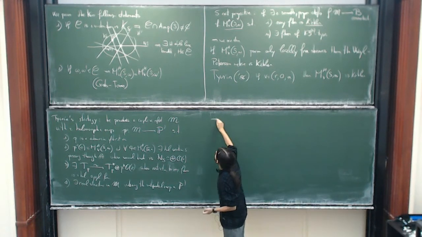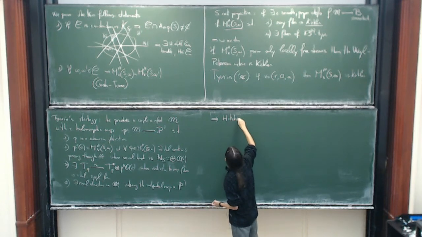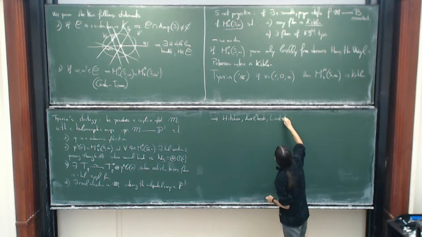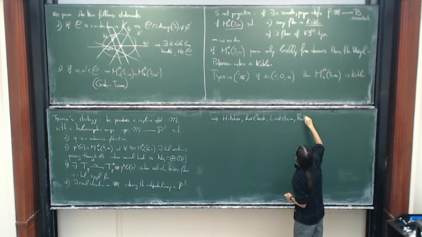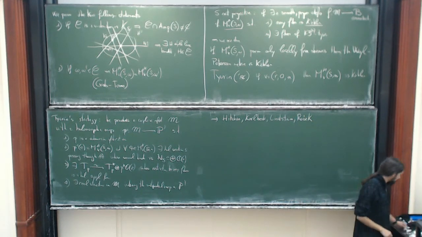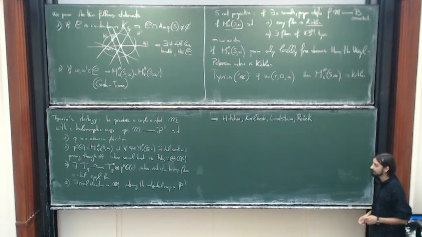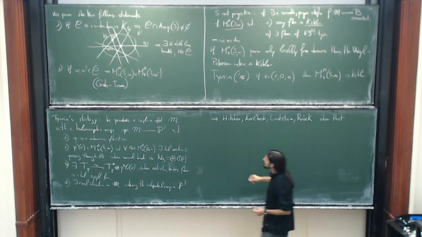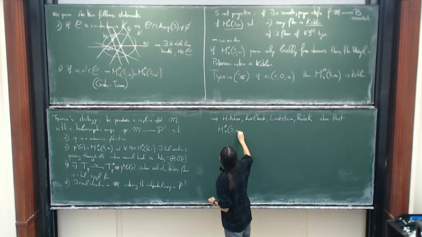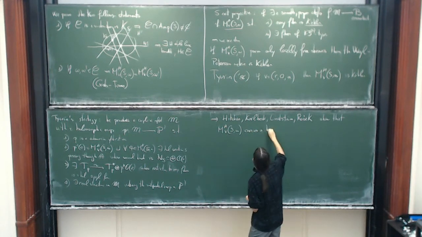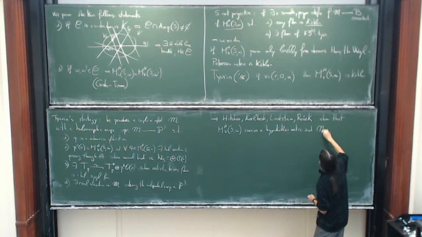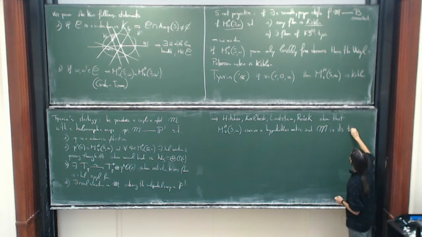Exactly. There is a theorem of Hitchin, Karlhede, Lindström, and Roček, which shows that then the central fiber is hyperkahler, carries a hyperkahler metric, and curly M is its twistor family. So we get two things at once.